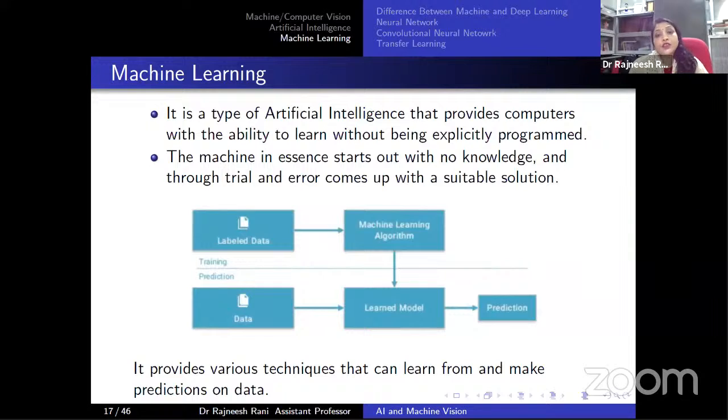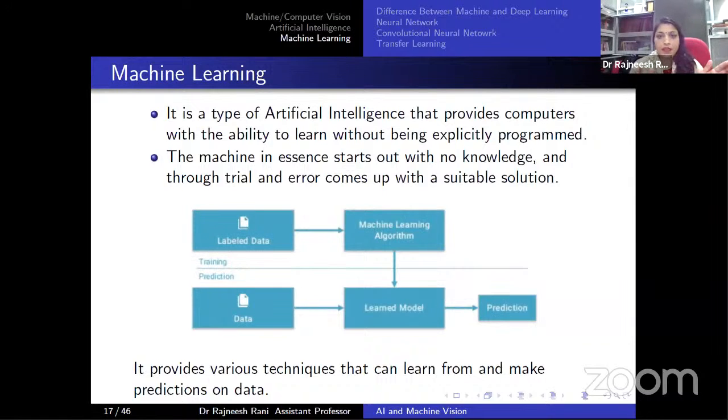Now, in case of computer vision or machine vision, the main branch of AI that is used is machine learning. So what is machine learning? It is a type of artificial intelligence in which computers have the ability to learn without being explicitly programmed. That means rather than actual programming, we want the computer to learn as a human person learns. Clear? If we take a small child, that child does not know anything in the world.